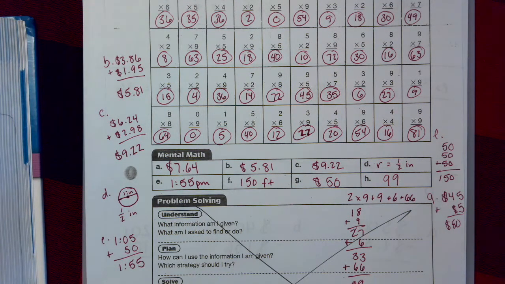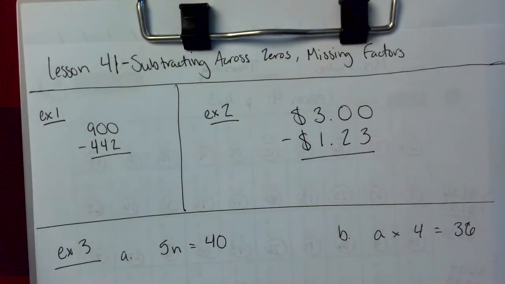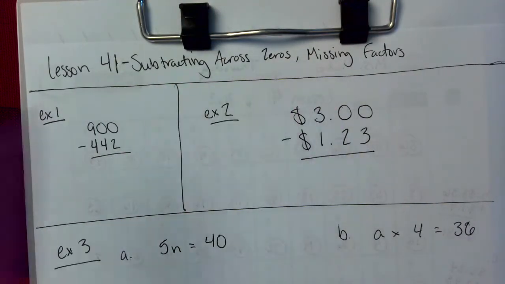We're skipping our problem of the day today. Go ahead and flip it over for our new concept. Today we're going to learn about subtracting across zeros and about missing factors in a multiplication sentence.